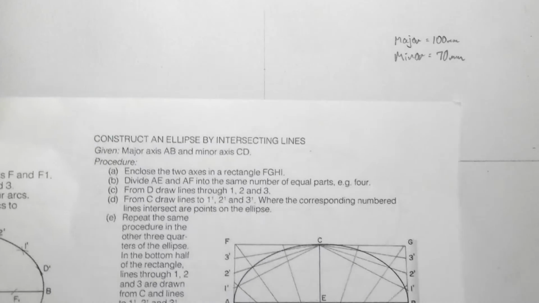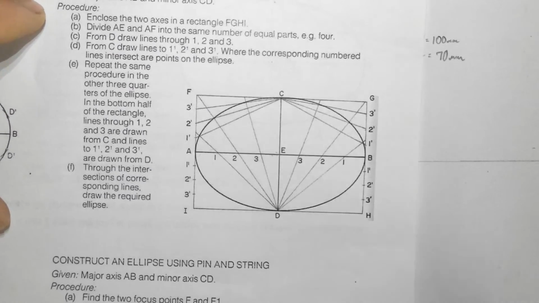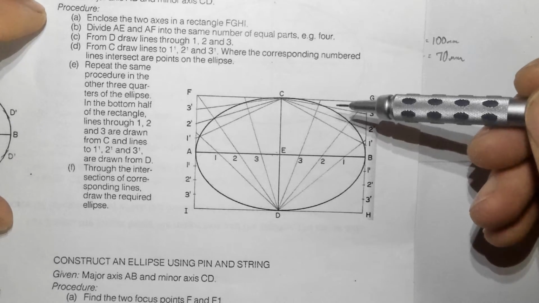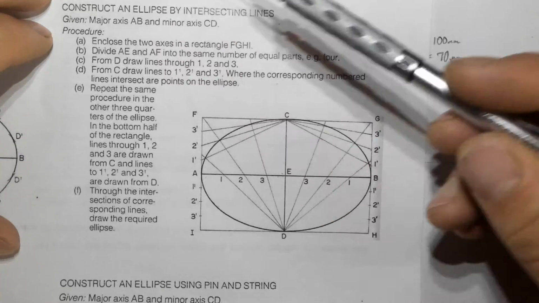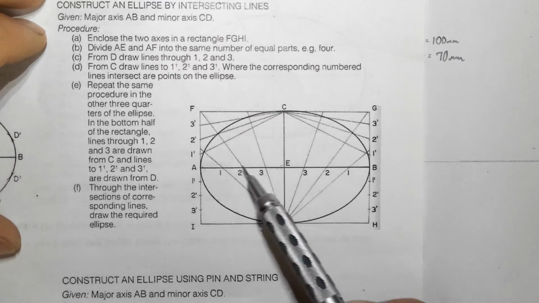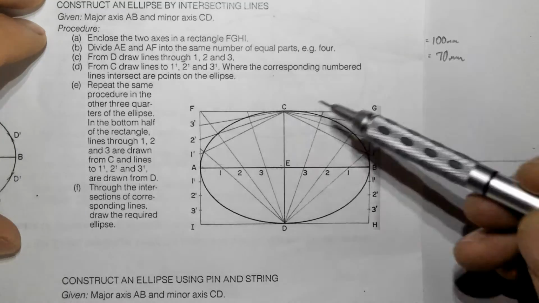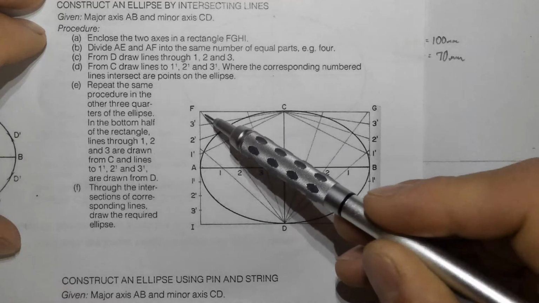Hi there, in this clip we're going to look at constructing ellipses by the intersecting lines method. If we have a look here, you can see that once again we are given our major axis and our minor axis. And what this creates is a rectangle. So we have our major axis all the way across A to B and our minor axis C to D, and we create a rectangle in those dimensions.